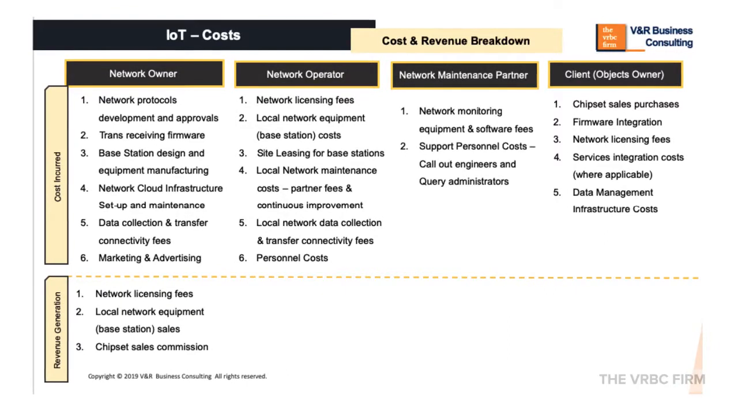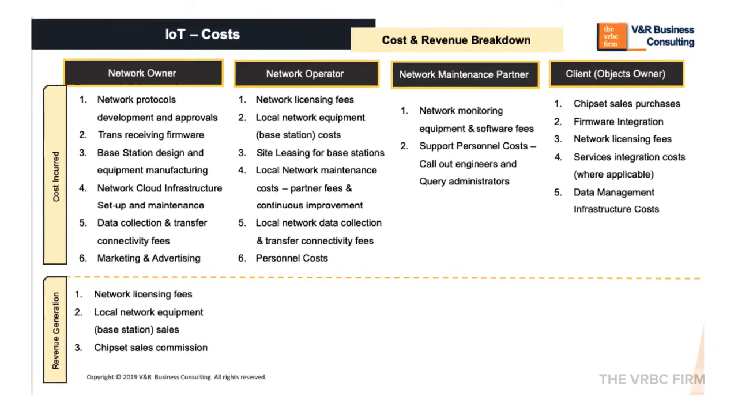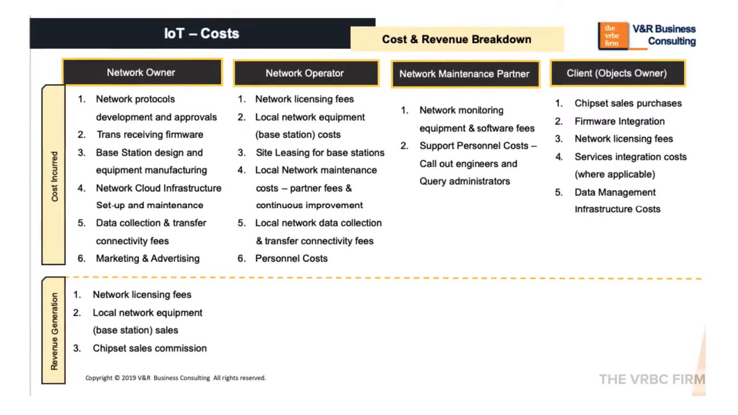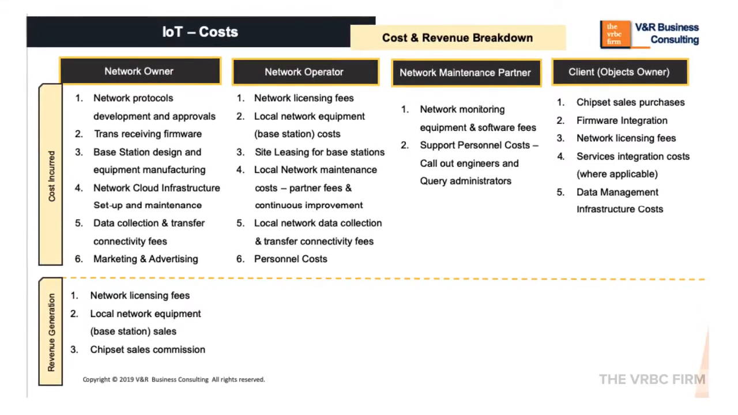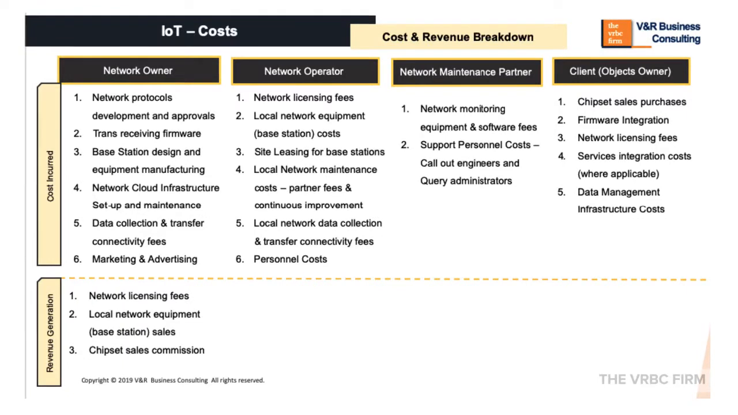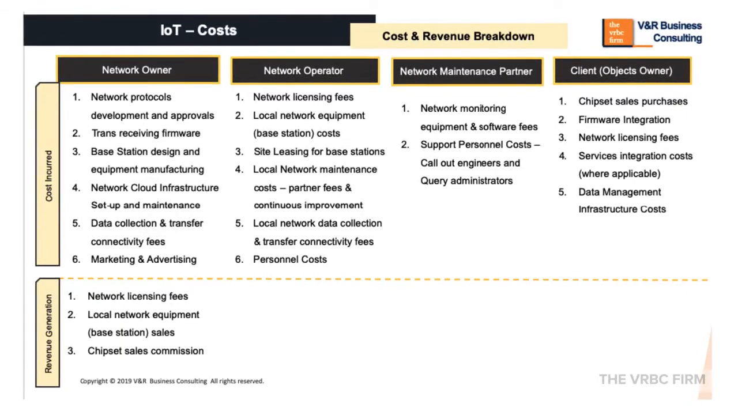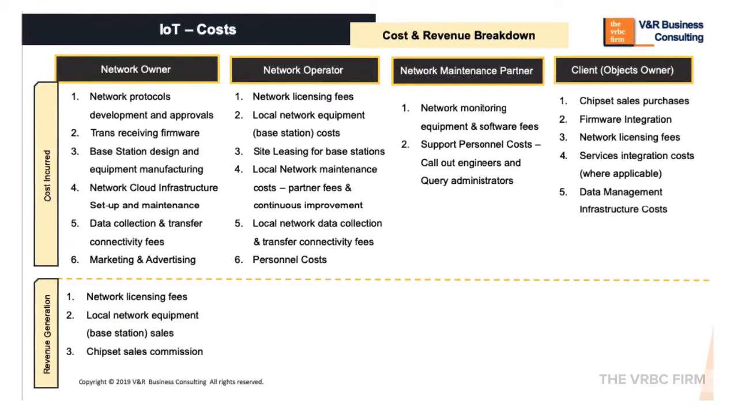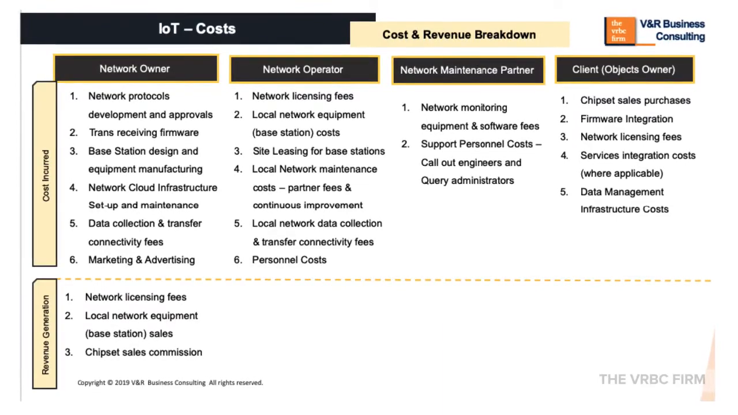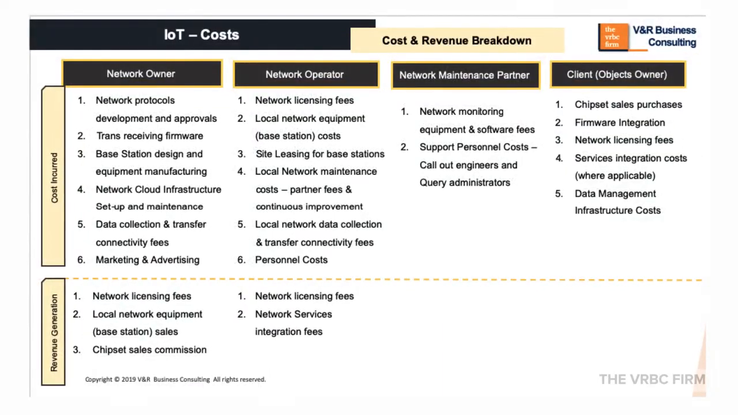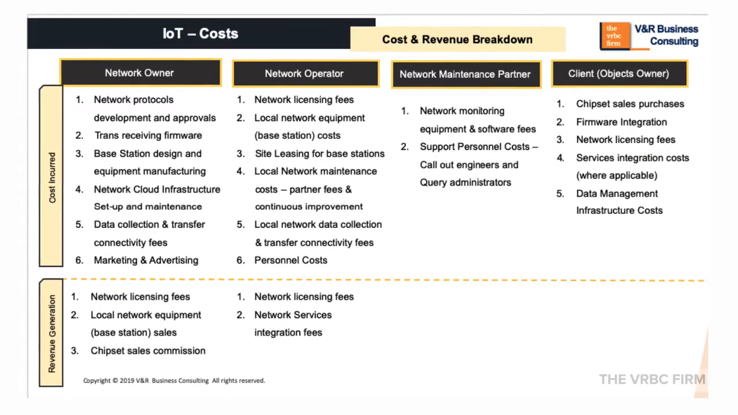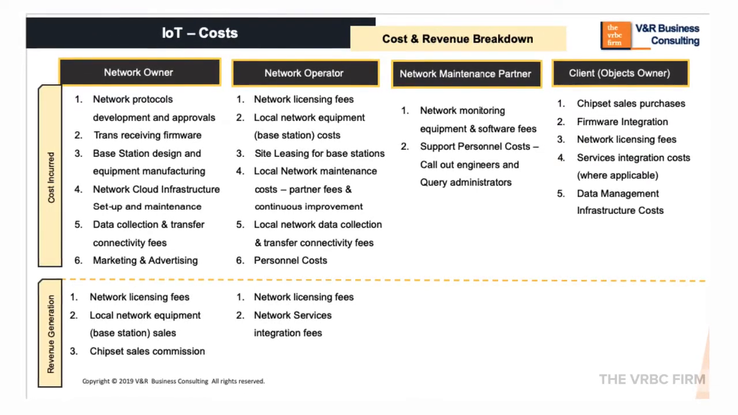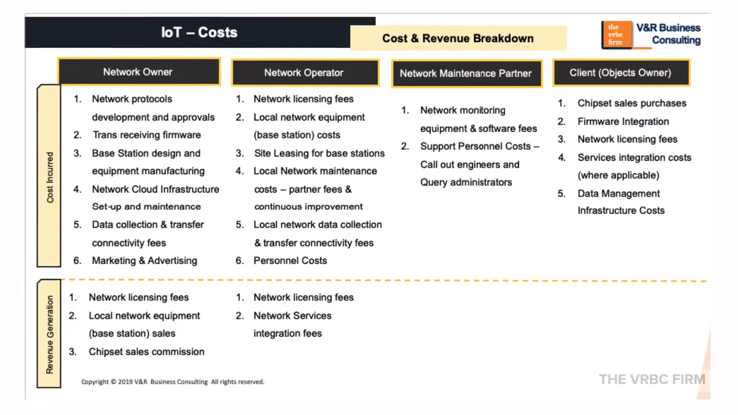What is the return on investment for each party? Well, the network owner generates revenue in the form of a portion of license fees from network operators, as well as in some instances, chipset commission from chipset manufacturers selling network-compatible chips. The network operator charges license fees per connected object. They would then have to pay over a percentage of this to the network owner, as we said.